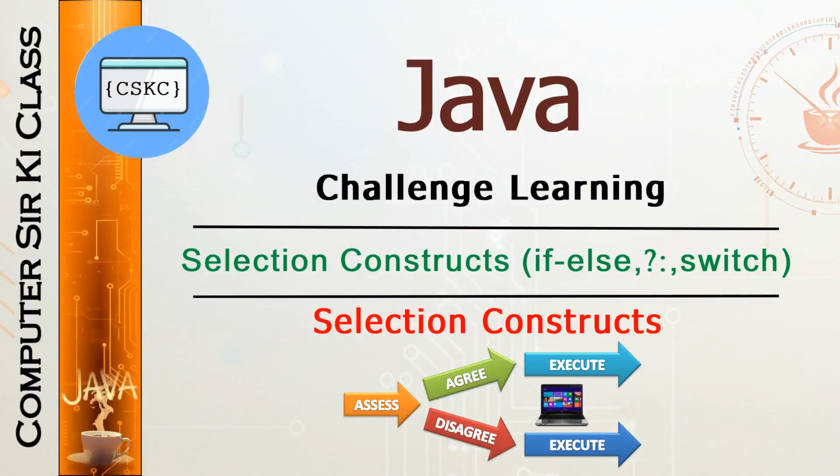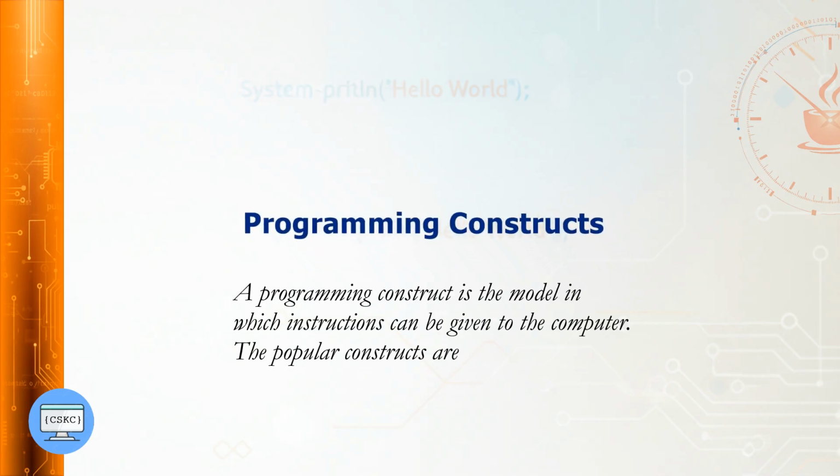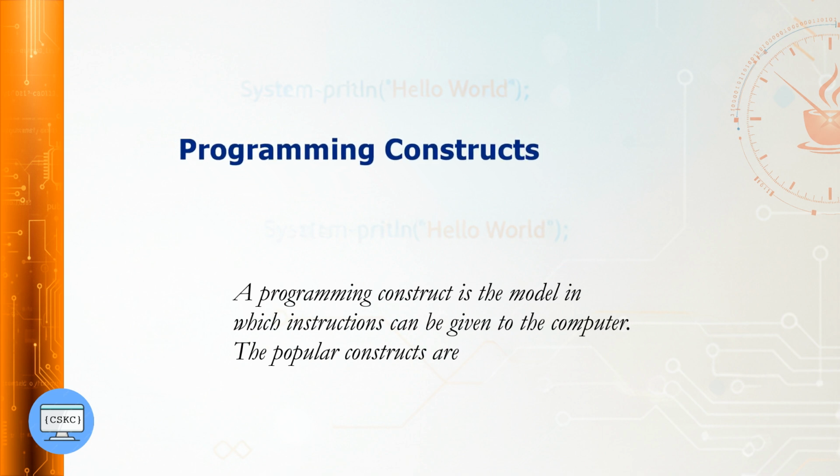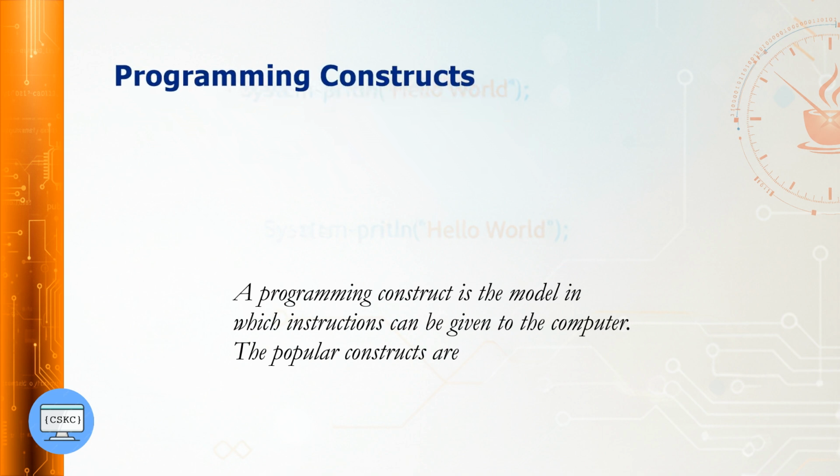Selection construct is one of the fundamental constructs of programming. The styles it can take have been briefly explained in this session. A programming construct is the model in which instructions can be given to the computer.